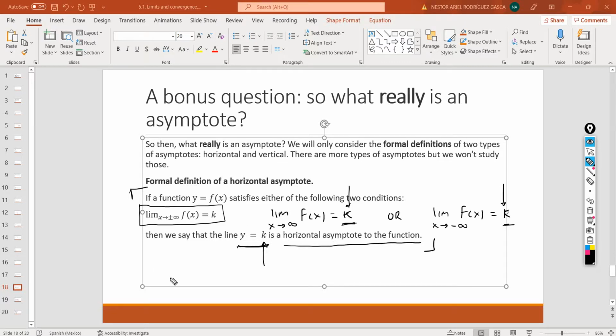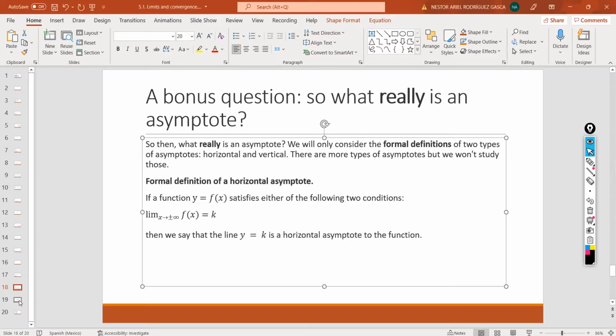When this happens, when you evaluate the limit of that function as x grows either towards infinity or towards minus infinity, and if you get that value k in here, then we can safely say that y equals k is a horizontal asymptote. This is the formal definition.